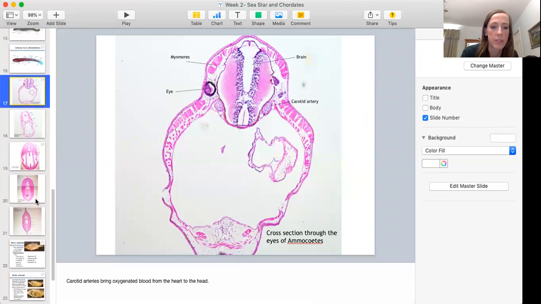Okay. So we've got a couple of slides. You can see this is the most rostral section. It's cut through the eyes. You can see that there is the oral cavity here. This again is where it's going to have food and water entering.